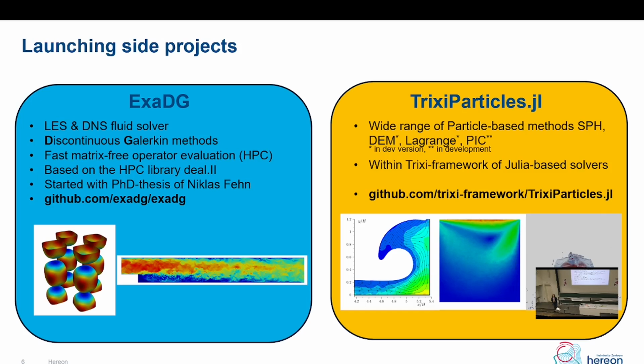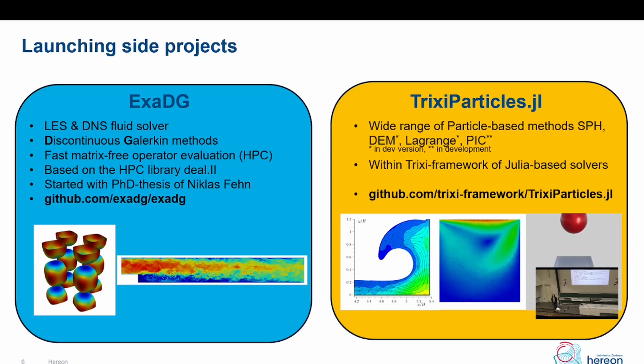So one is XRDG, it's a fluid solver. It focuses on large area simulation and direct numerical simulation. So really a detailed view on the fluid. And it is a really fast solver. So it uses matrix-free operator evaluations, which makes it very suitable for large systems. And it's based on DL2, a finite element library for HPC systems. And it really started with a single person.